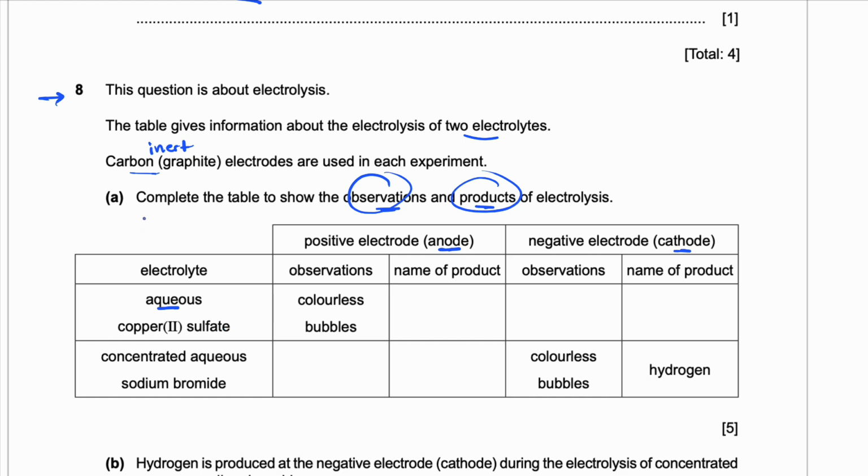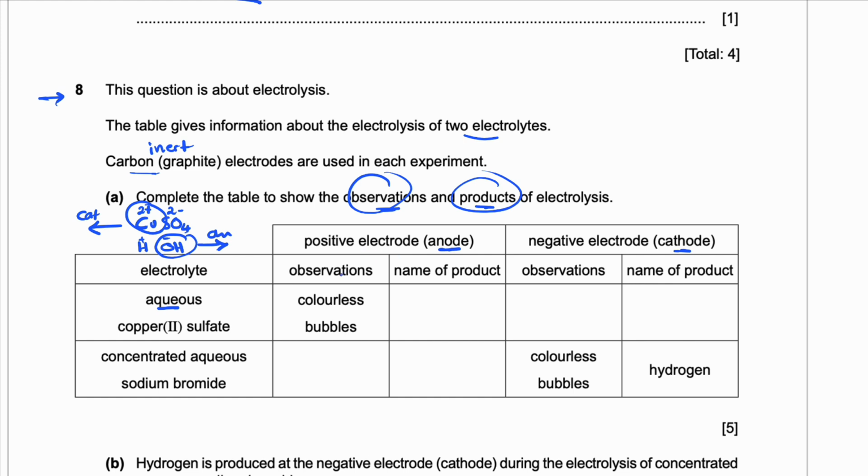So once again, this is copper(II) sulfate, CuSO4. Copper is a 2 positive ion, sulfate is a 2 negative ion, and it's aqueous. It means we have hydrogen and hydroxide ions. At the anode, hydroxide is going to get discharged in preference to the sulfate, and at the cathode, copper is going to get discharged in preference to the hydrogen. So that's cathode discharge, and that's anode discharge because it's an anion.